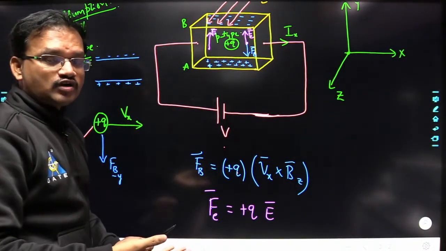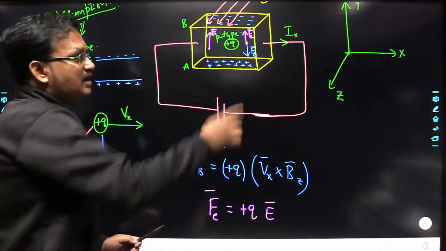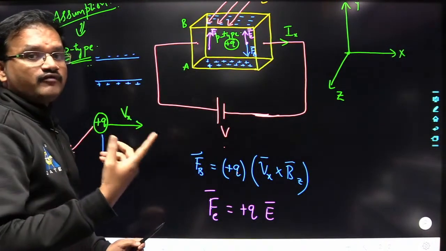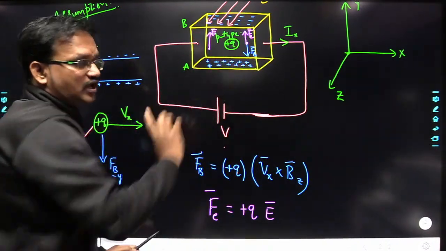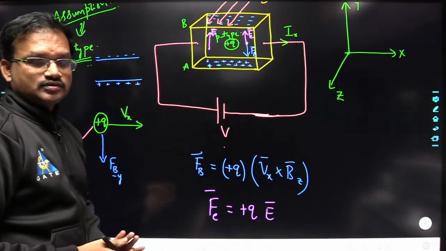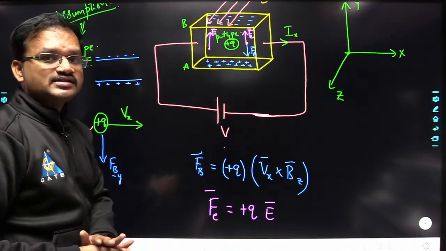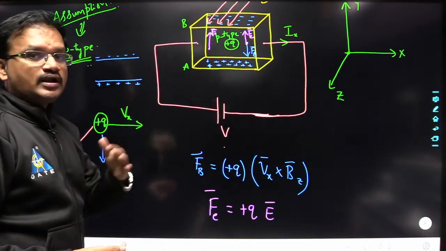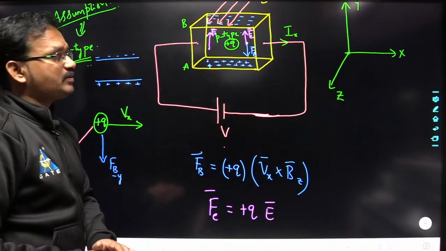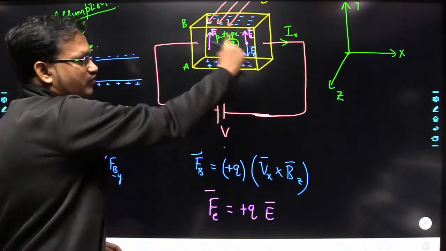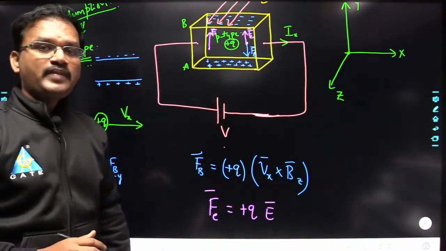At one stage, what will happen here? This electrical force will become equivalent to the magnetic force. Yes or no here? So that's what we call the equilibrium condition. Under the equilibrium condition, this electrical force will become equal to the magnetic force.